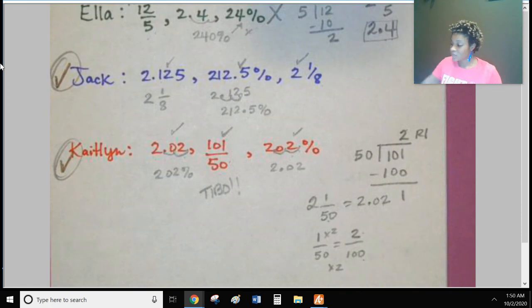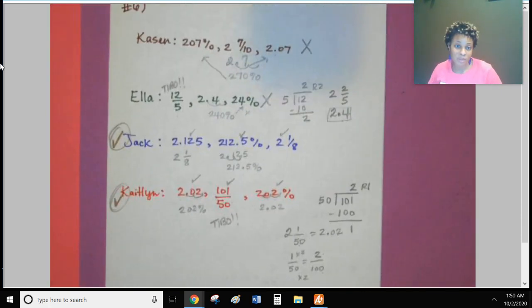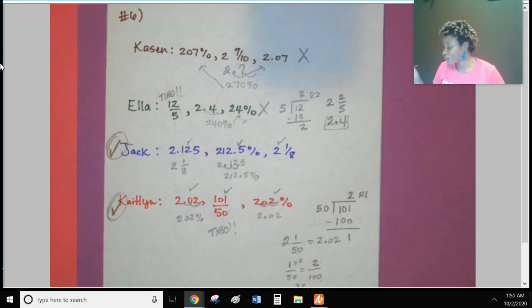So which students did their work correctly? The 2 students who did their work correctly would be Jack and Caitlin only. Jack and Caitlin only. So I hope that this helped and gave you some strategies on how you can use your knowledge of generating equivalent forms of fractions, decimals, and percents using real world problems. And I hope that this helps you with your practice that's coming right up. Good luck.